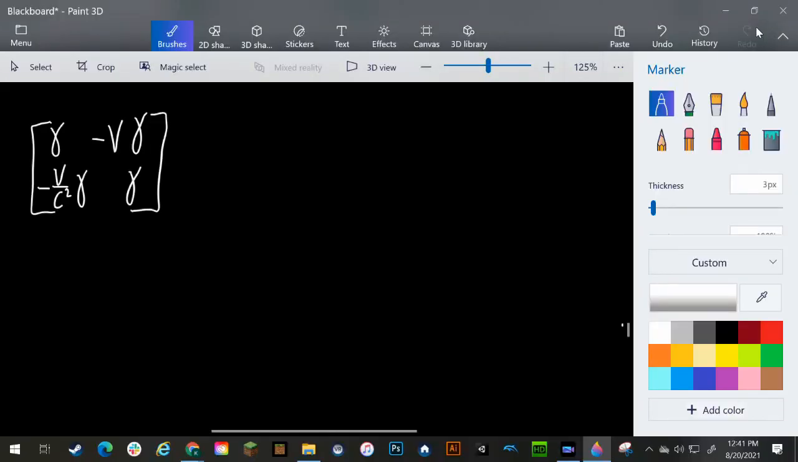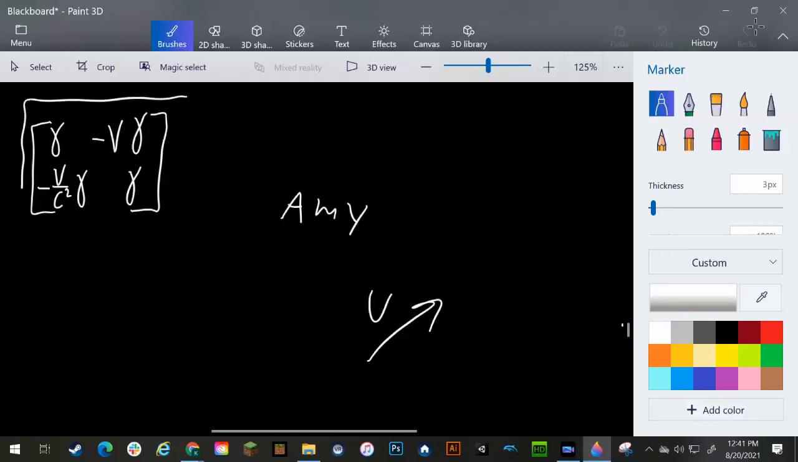And here's a little bonus challenge for anyone who feels like they have a good grasp on using matrices and vectors to solve these kinds of problems. Imagine that there's a third person moving past Bob and Carl, Amy, and Amy has a velocity u in Bob's reference frame. See if you can use the Lorentz matrix to figure out what Amy's velocity looks like in Carl's reference frame.